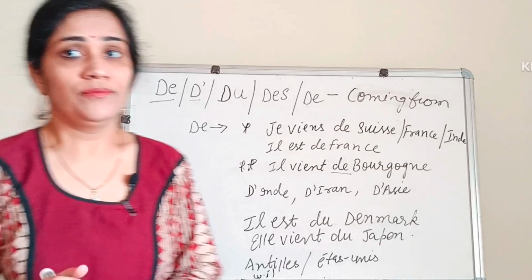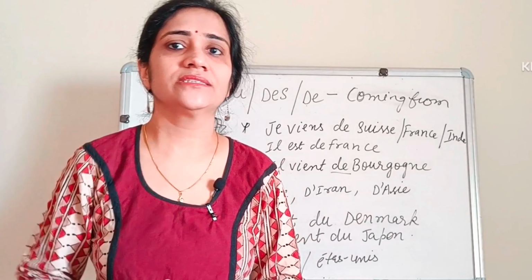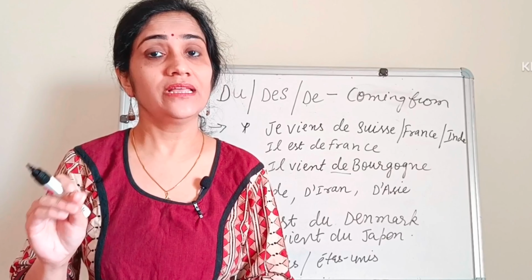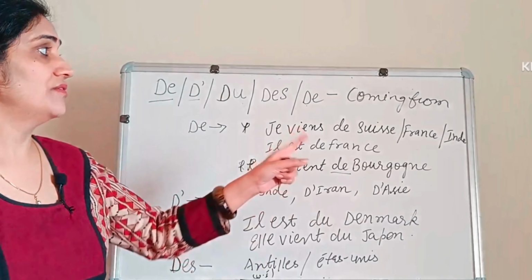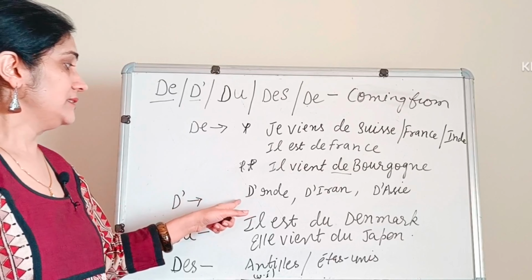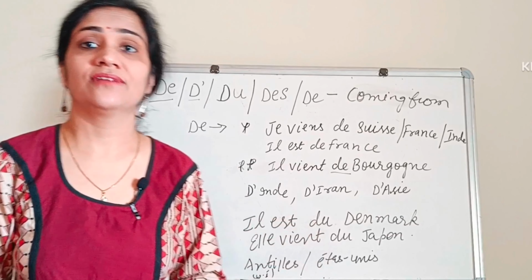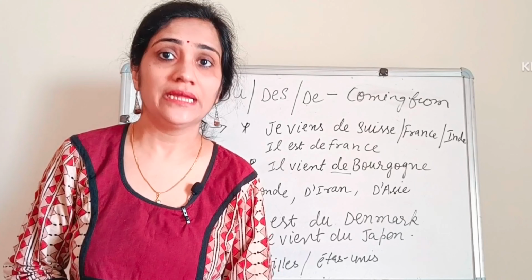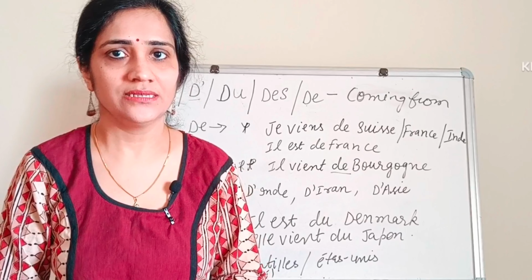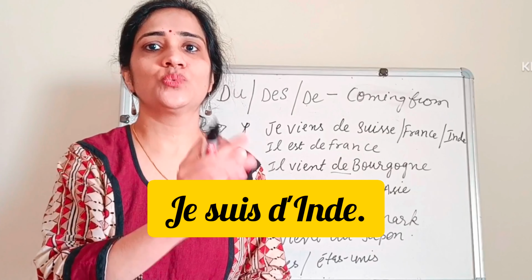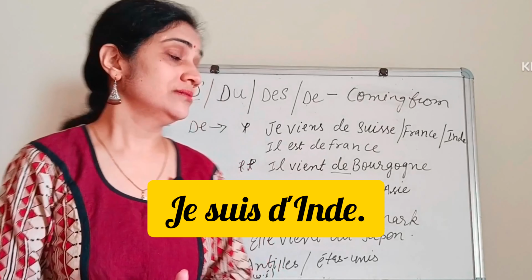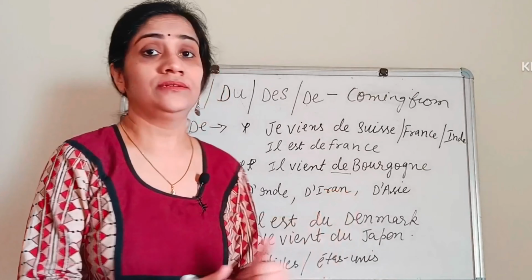Now, if any country, either masculine or feminine, is beginning with a vowel, referring to coming back or belonging to, you have to use D apostrophe, like d'Inde. India is a feminine country, but it is beginning with a vowel. Like, I'm from India, je suis d'Inde. India is my country of origin, so je suis d'Inde. I belong to this country, je suis d'Inde.